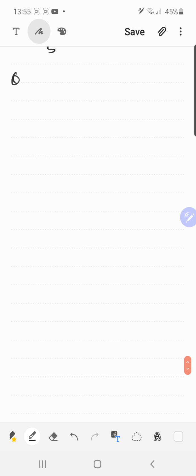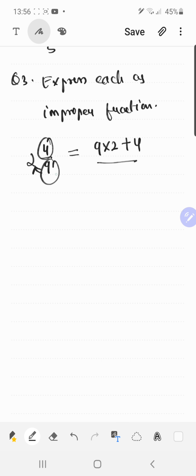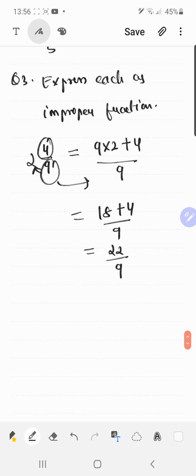I'll jump on to question number 3, which says express each as an improper fraction. My dear kids, abhi jo humne kiya, we were doing improper into mixed. Now I'll be giving you mixed and you have to convert into improper. How will you do it? You have to multiply 9 into 2, plus you have to take this 4 as addition, and down will be the same denominator 9. So it will be 9 2s are 18 plus 4 upon 9, that will be 22 upon 9. So you have converted 2 4 by 9, a mixed fraction, into an improper fraction 22 upon 9.